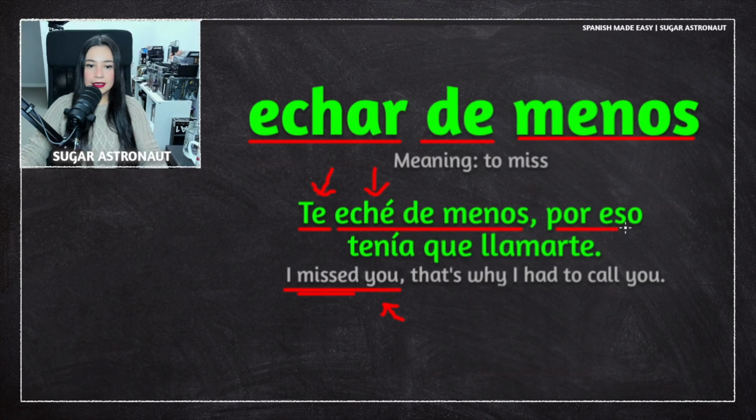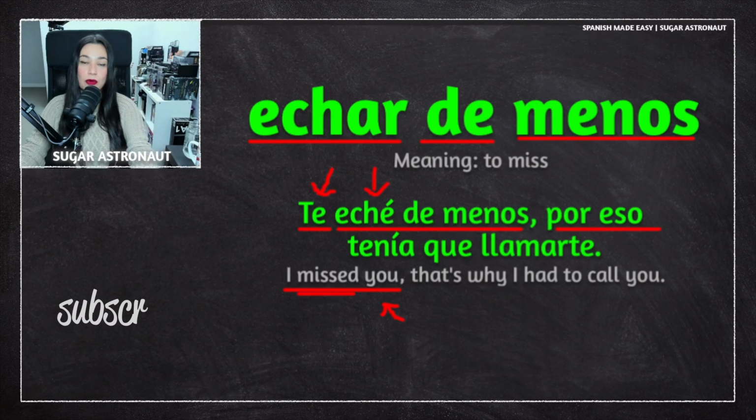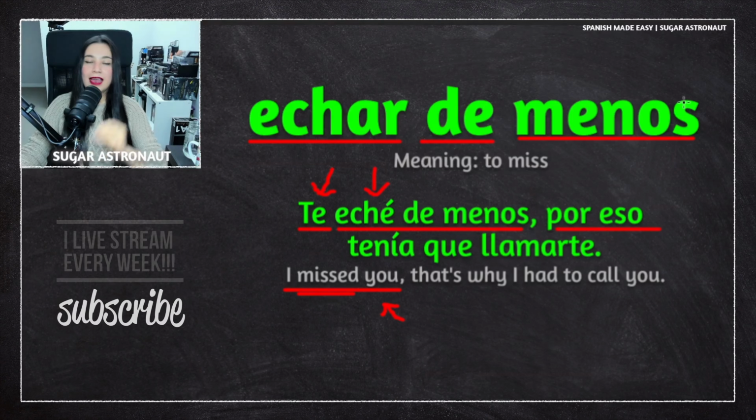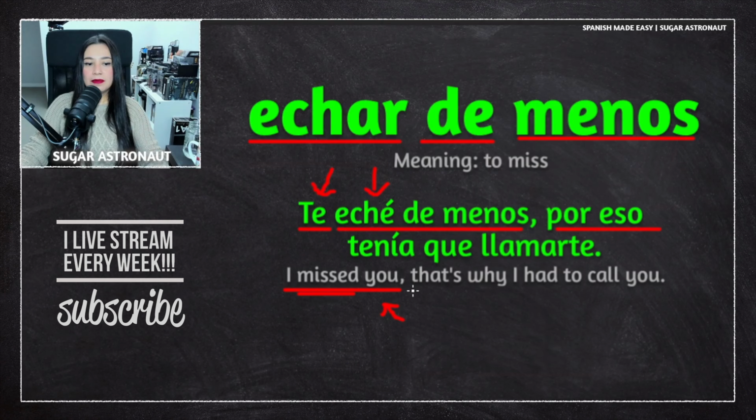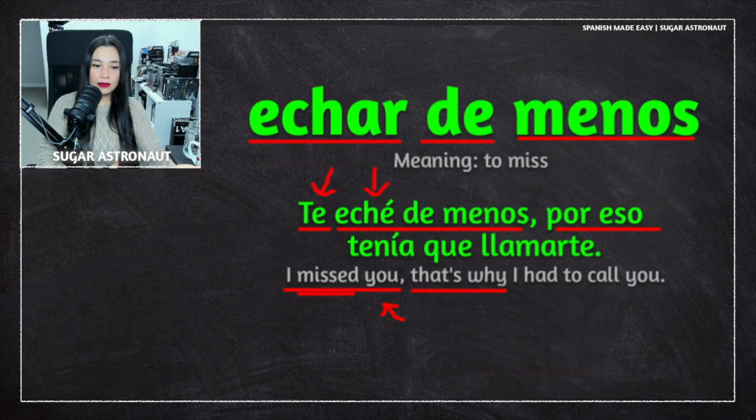Now, the rest. Por eso. I love this little phrase because it means that's why. So if you want to say why you did something or why you felt a certain way, you can use por eso. That's why, dot, dot, dot. We have tenía, yo tenía. We don't need yo. We can drop yo.